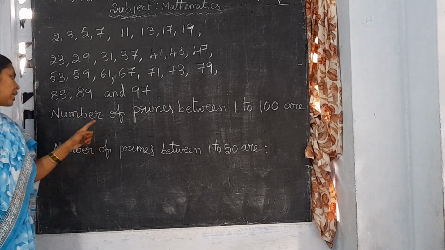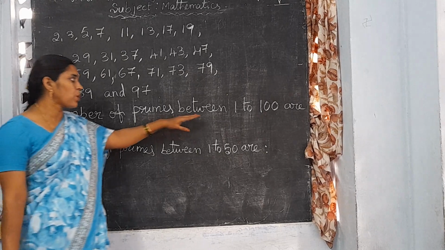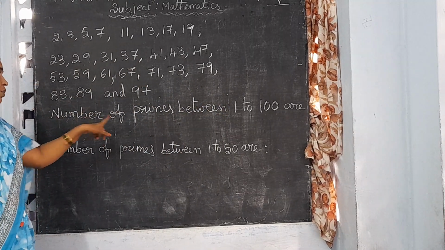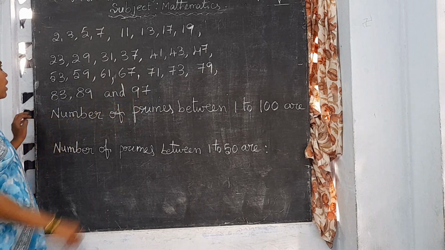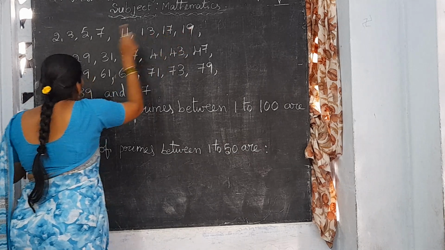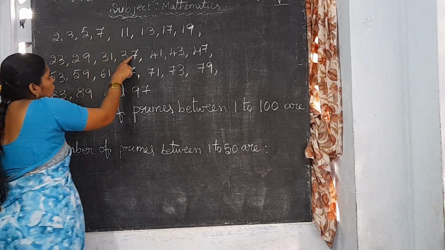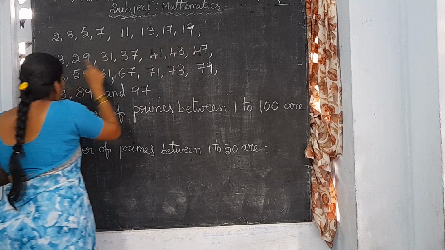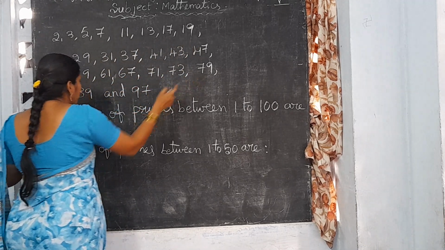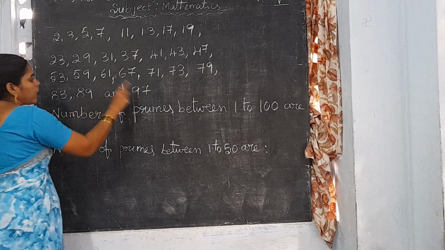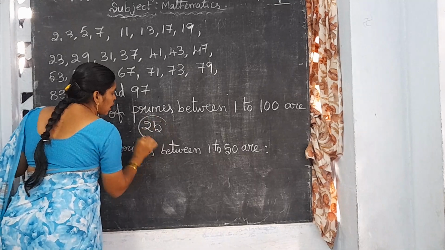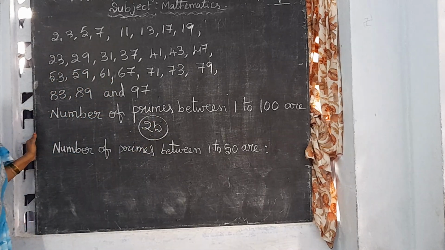Okay children, see here. Number of primes between 1 to 100. How many numbers are there? Prime numbers between 1 to 100. See how many are there? 1, 2, 3, 4, 5, 6, 7, 8, 9, 10, 11, 12, 13, 14, 15, 16, 17, 18, 19, 20, 21, 22, 23, 24, 25. So how many primes? 25 primes are there between 1 to 100.